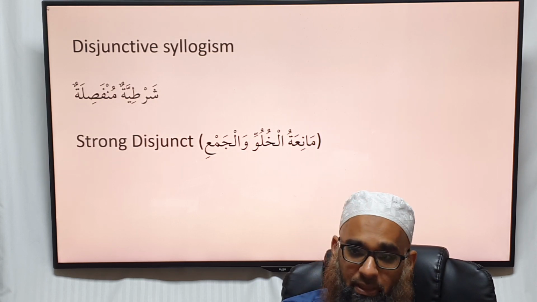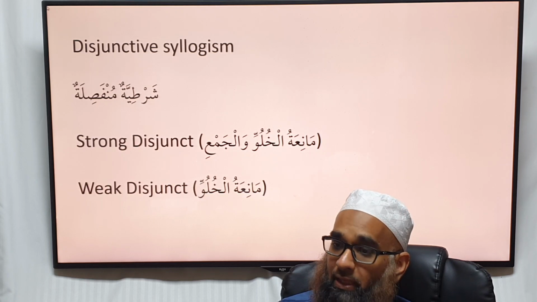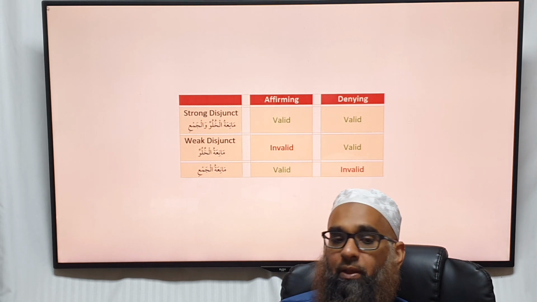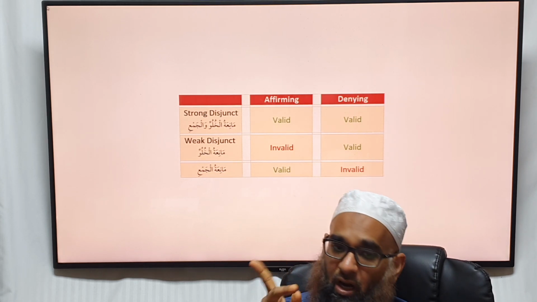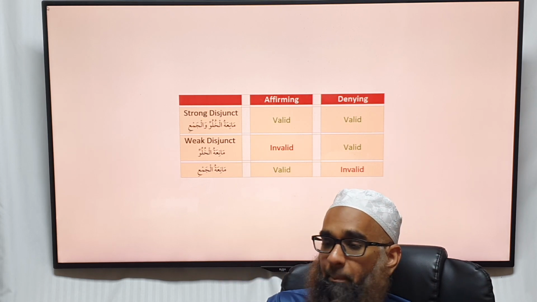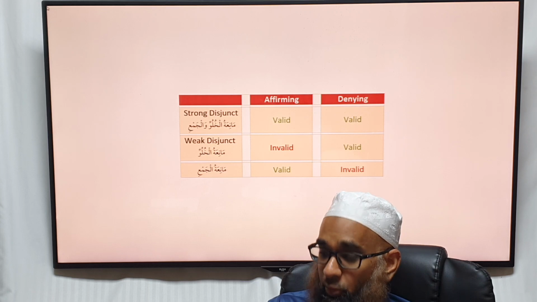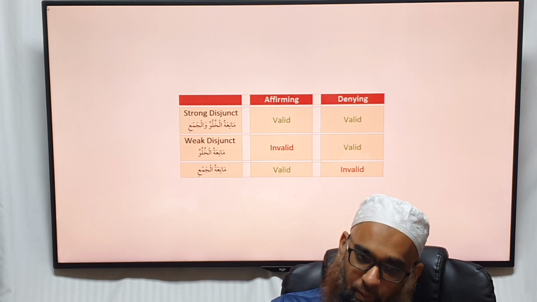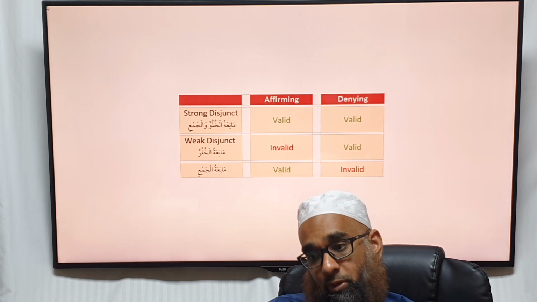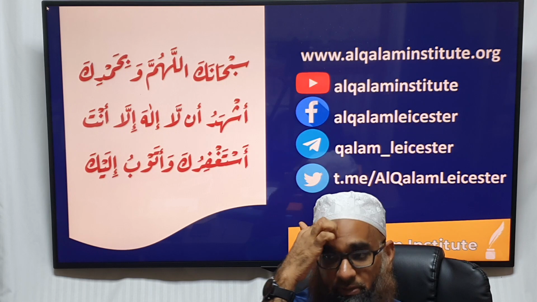Manatul khulu wal jam'i. And if it is a weak disjunct, it means manatul khulu: it has to be one of them. And manatul jam'i means it can't be both. When it's a strong disjunct, you can affirm or deny, and the other one is going to be true for sure. And if it's a weak disjunct, by affirming one, you can't deny the other, because it's only manatul khulu, not manatul jam'i. When you have manatul jam'i, by affirming one, you know it can't be the other one because you can't have both of them. Okay? You following? Do you understand?